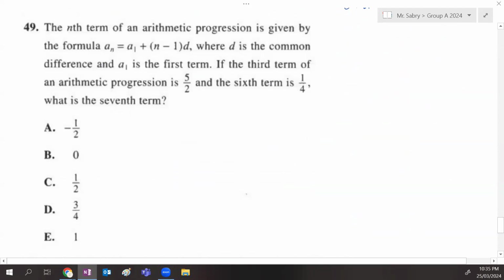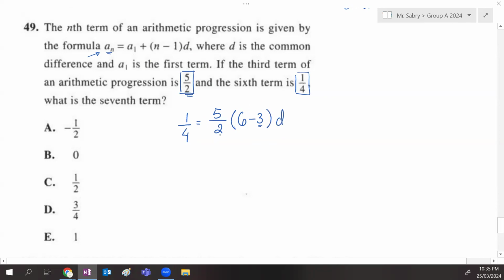The nth term of an arithmetic progression is given by this, where d is the common difference. That's clearly the arithmetic sequence form. If the third term of an arithmetic progression is 5 over 2 and the sixth is 1 over 4, then what is the seventh? I can use this formula as is, and instead of an I'll put the sixth term, which is 1 over 4, and instead of a1 I'll use the third term, which is 5 over 2. And n will be 6, because 1 over 4 is the 6th term. But instead of minus 1 I'll do minus 3, because I started from the third term, times d.